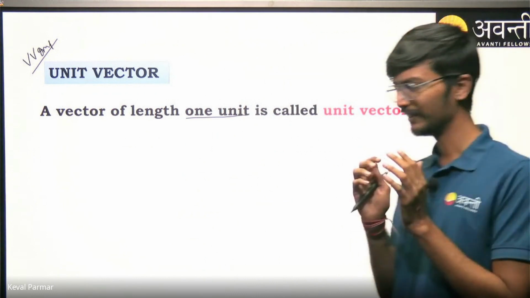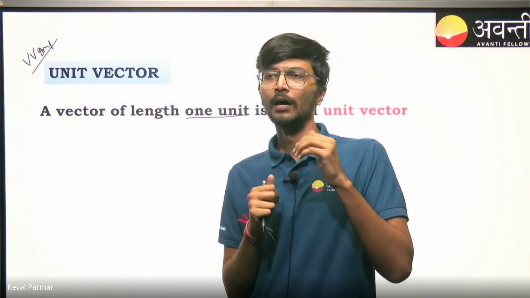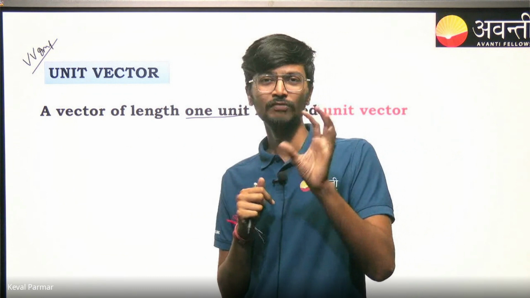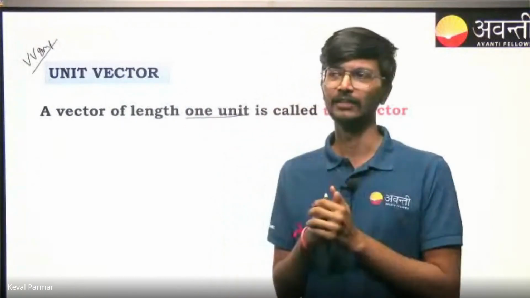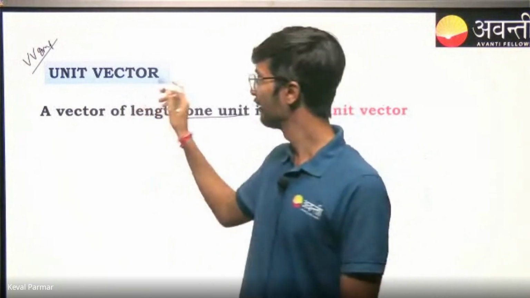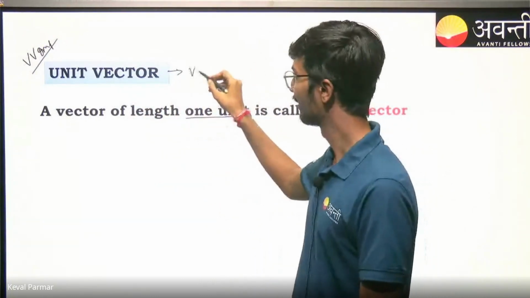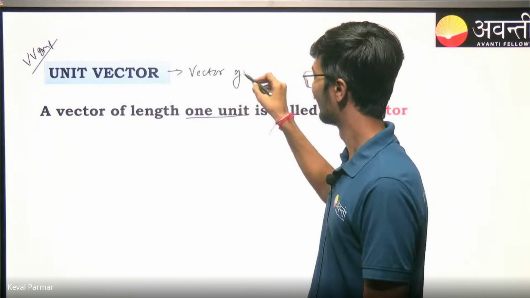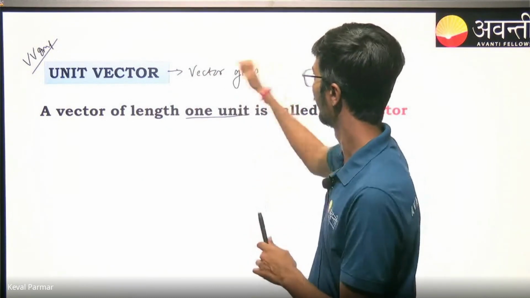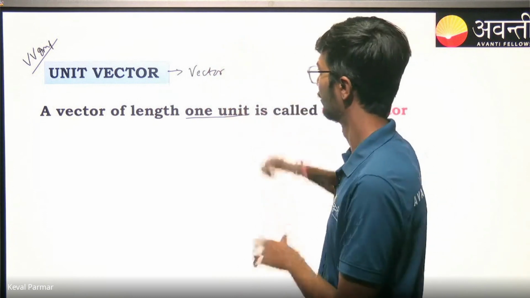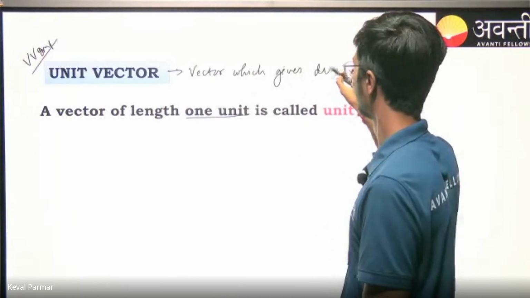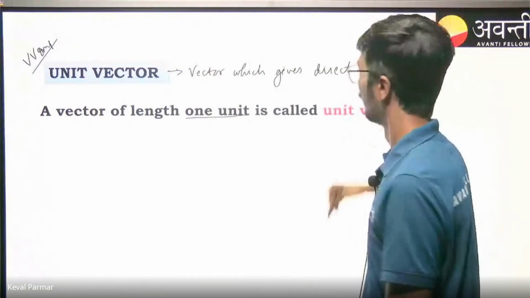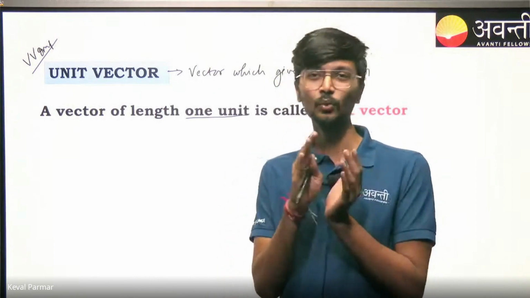Now, why am I saying it is very important? Because as we know, a vector is made up of two things, magnitude and direction. We all know the magnitude, that is the length. Now, what gives the direction? A unit vector is also known as the vector which gives direction. Means a unit vector will give direction to a vector.